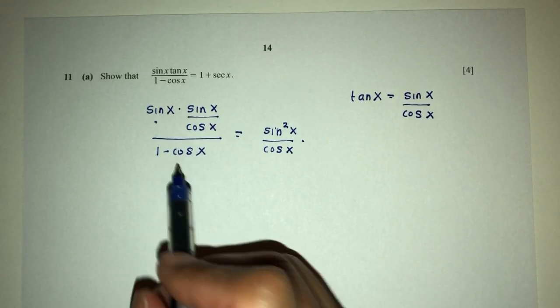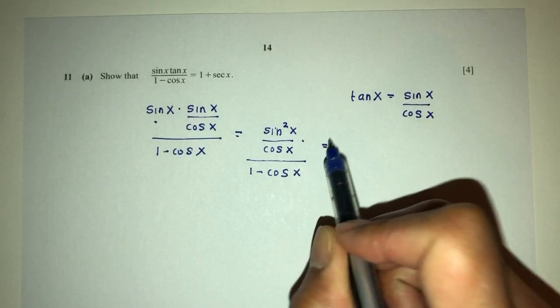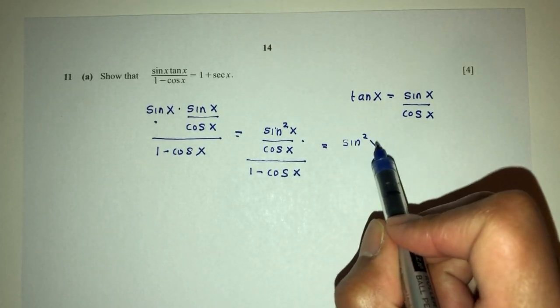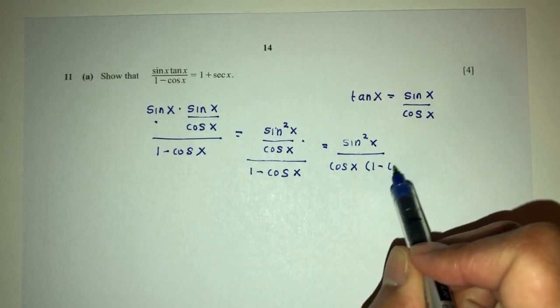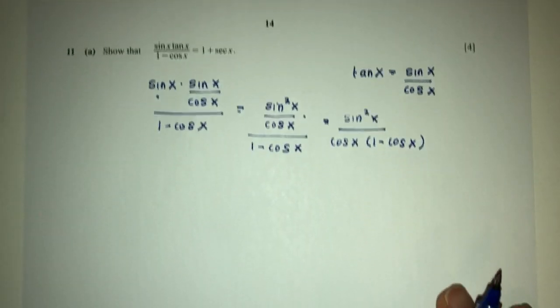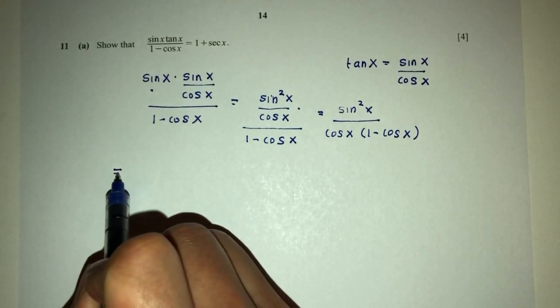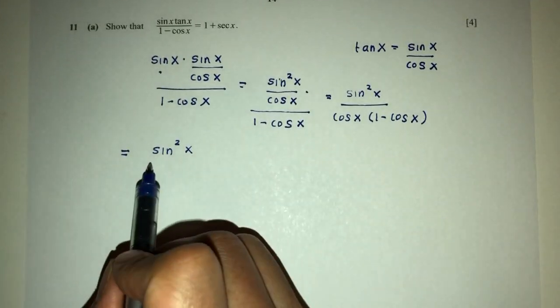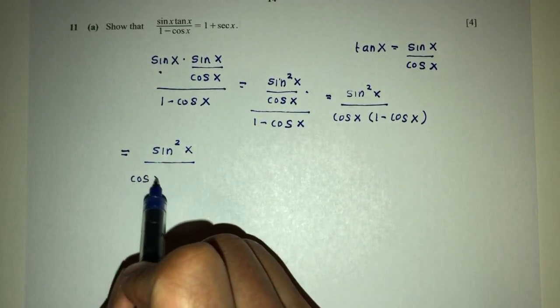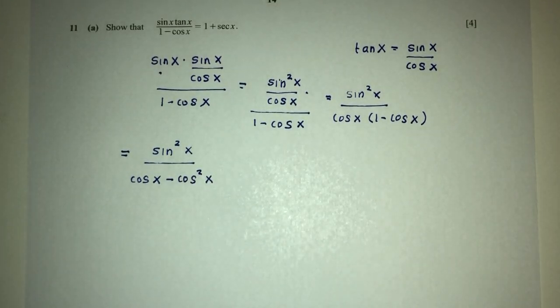Now we can simplify this as well. So when you divide by 1 minus cos x, what would you get? You will get sin square x over cos x multiplied by 1 minus cos x. Okay, so let's simplify again. Let's see what do we have. Sin square x over cos x minus cos square x. Okay, so let's see what else can we do from now.